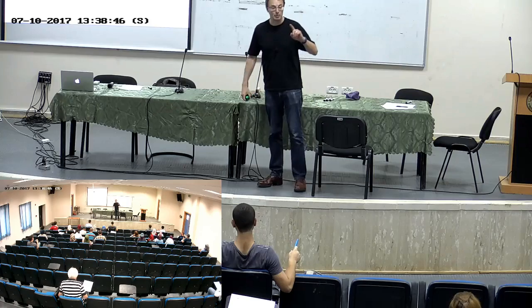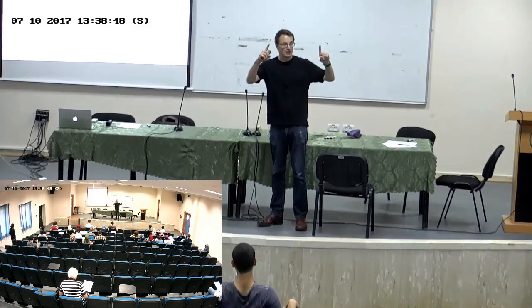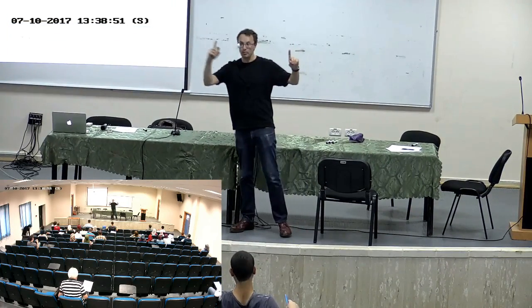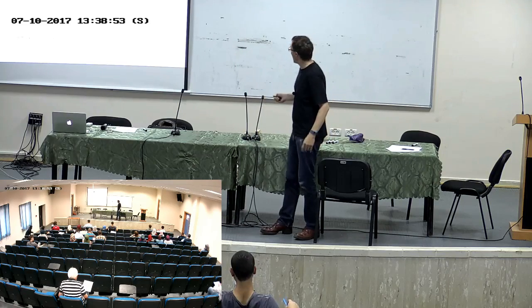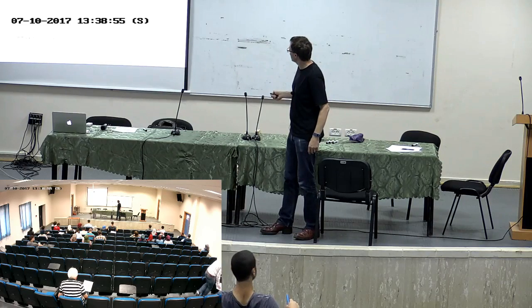And these gaps appear at very special values of the momentum, which on the one-dimensional lattice is pi over a, and 2 pi over a, and 3 pi over a, and so on.